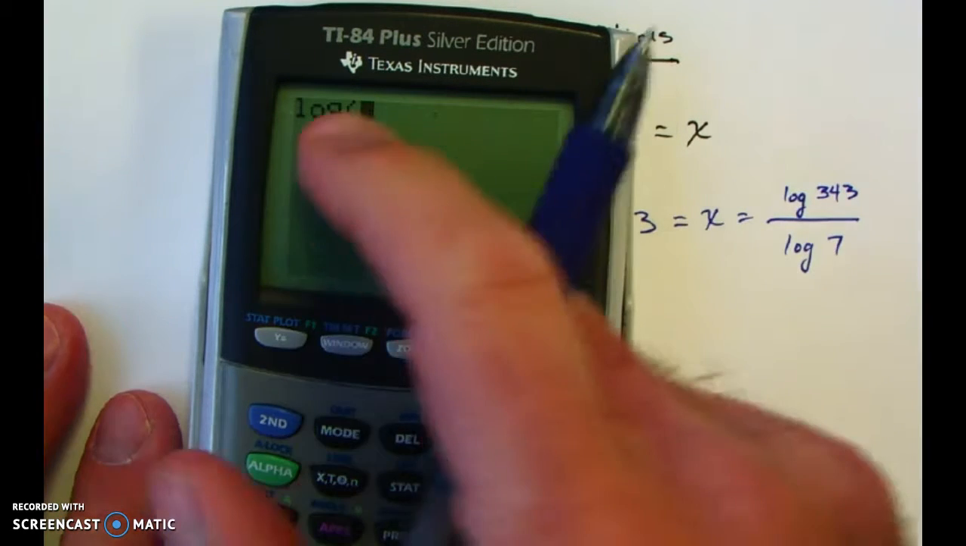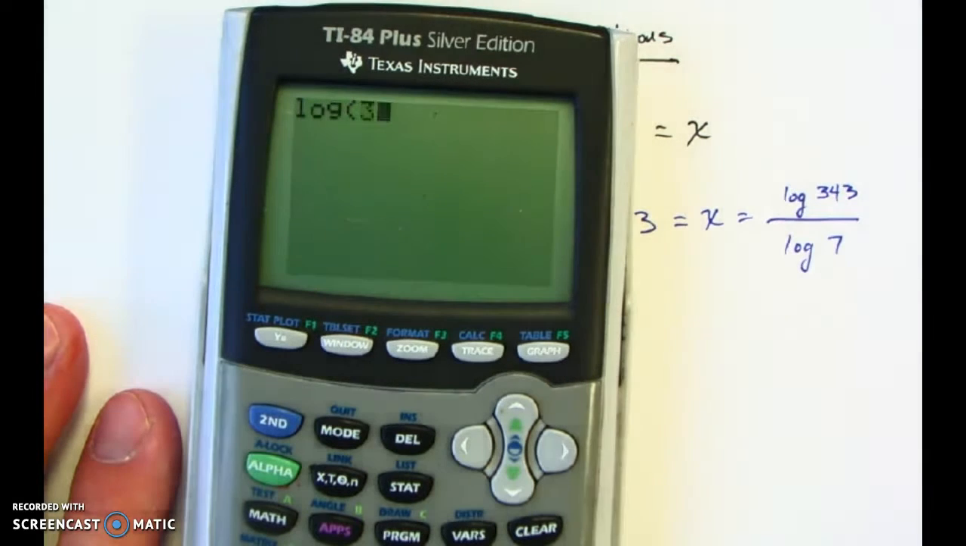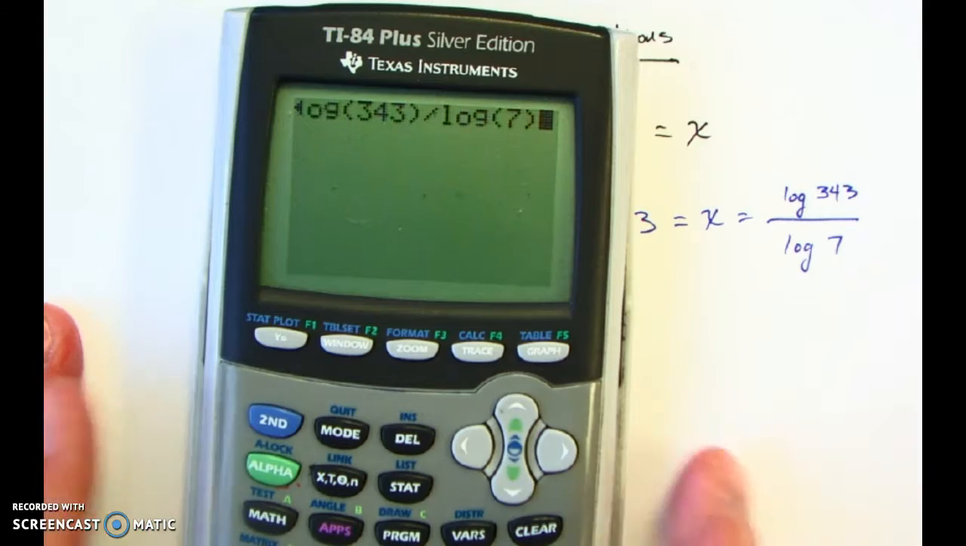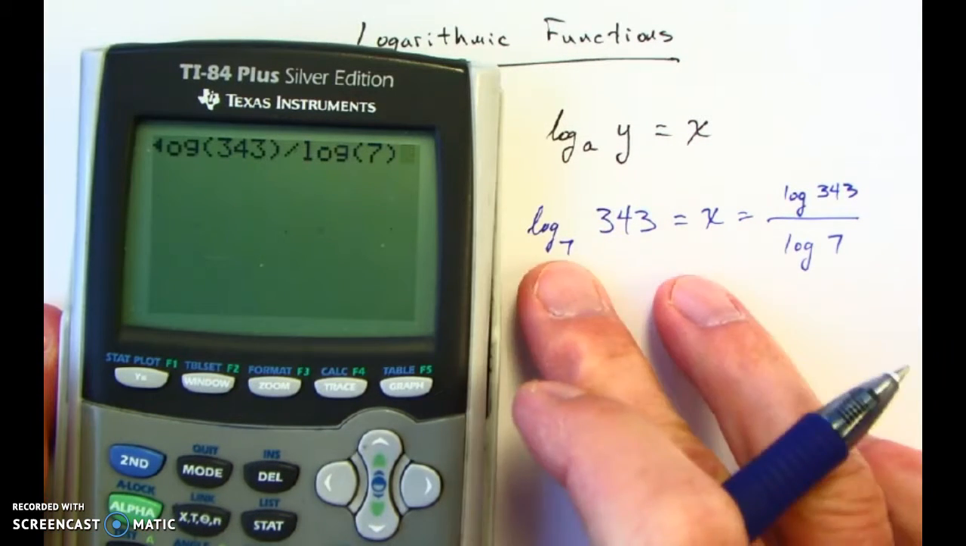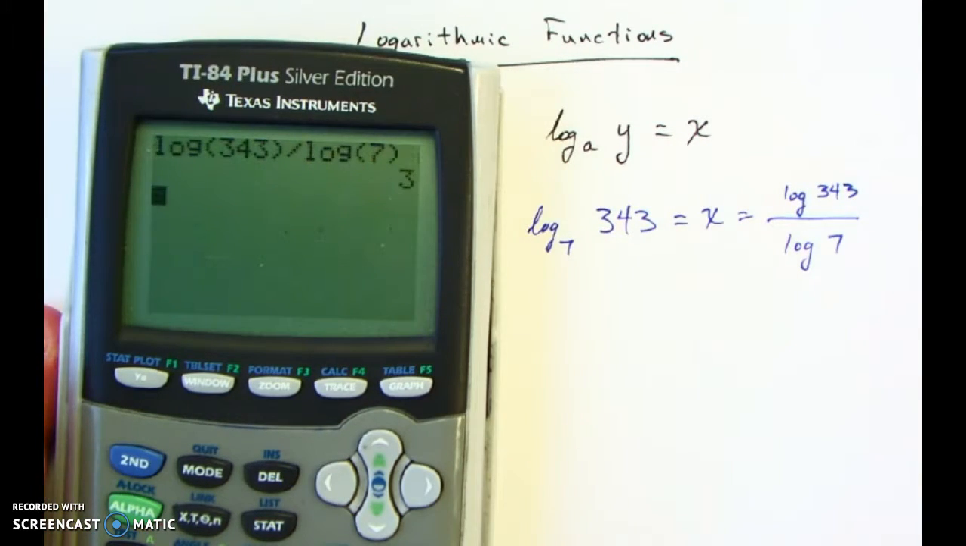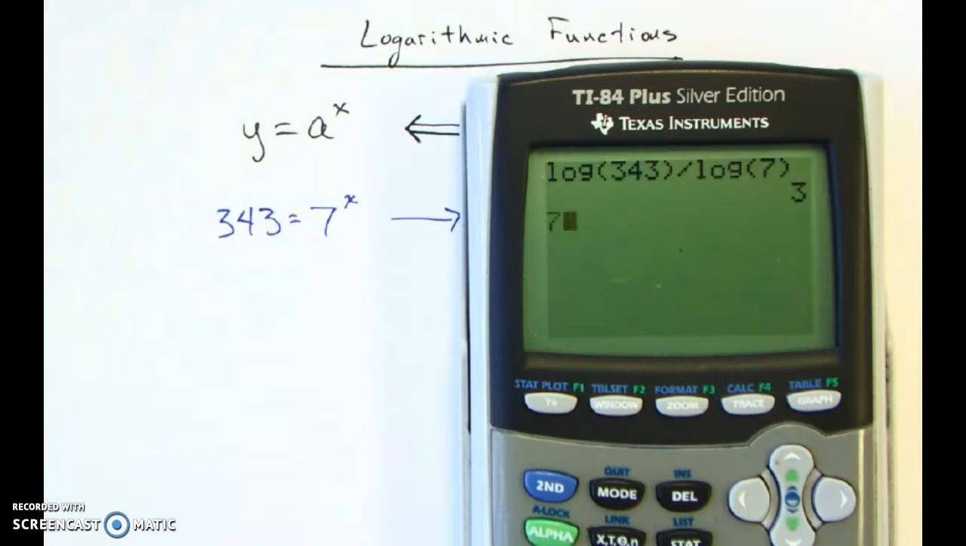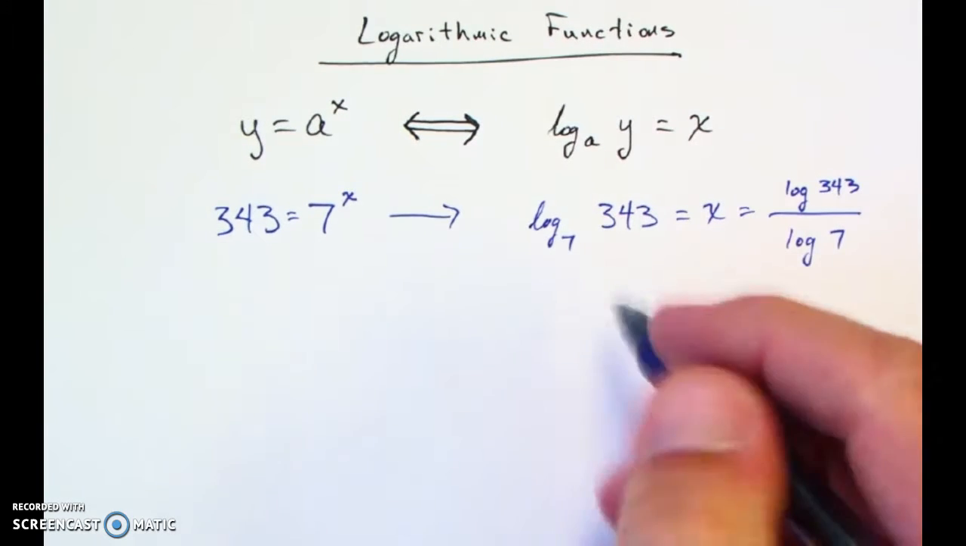And so when I plug this in, this is considering a base 10. If I plug in log of 343 divided by log of 7, then it treats it as if this is what we're writing here, log base 7 of 343, and it'll tell me that my x value is 3, which means 7 raised to the third power is equal to 343.